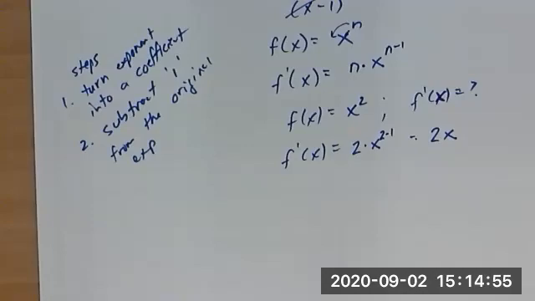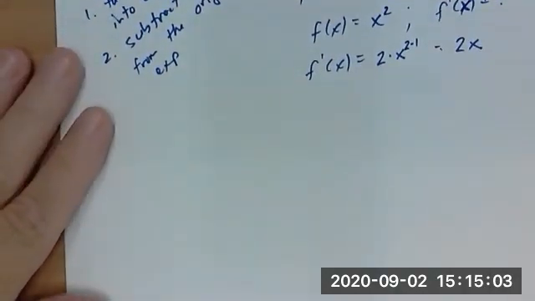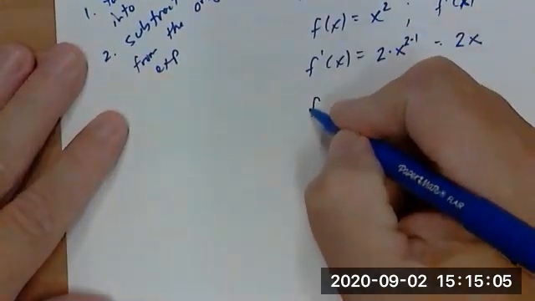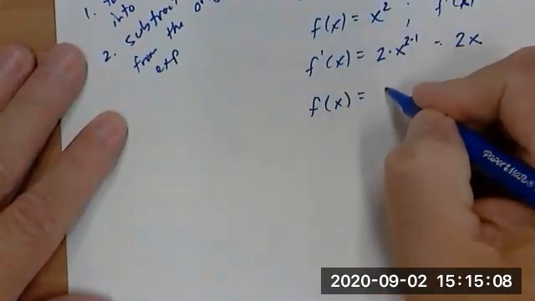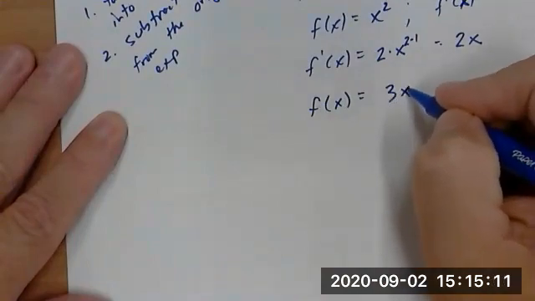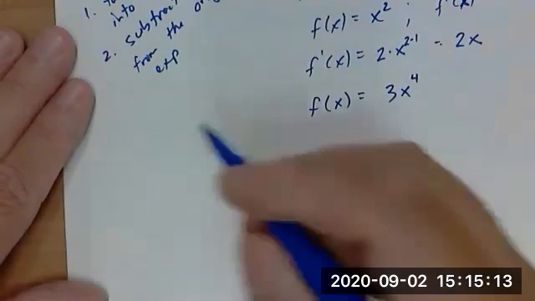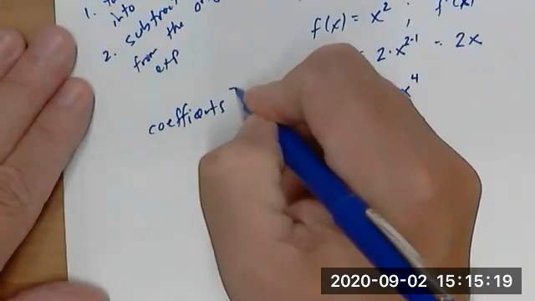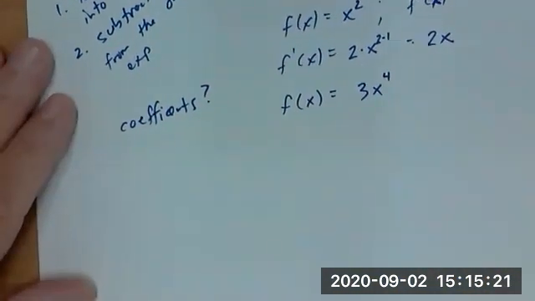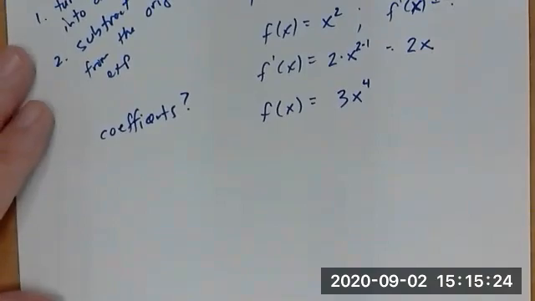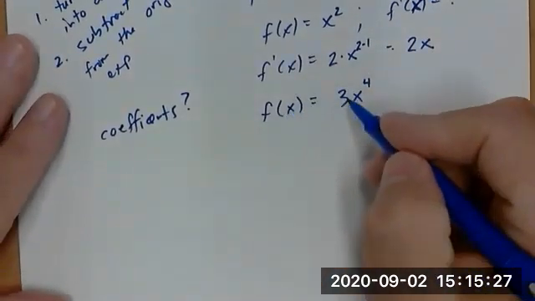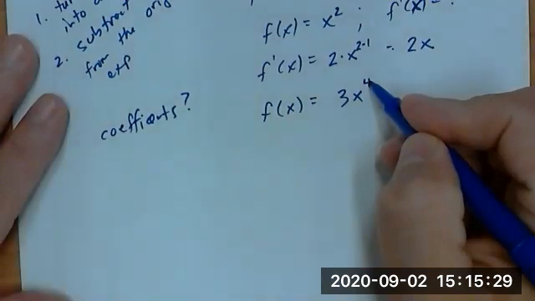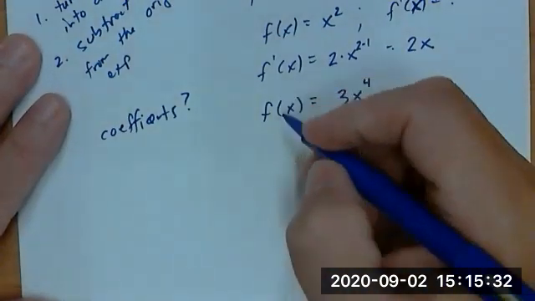And let me show you one other rule about taking derivatives at this point so we can do some more problems. And the idea is, what do you do if you already have coefficients as part of your function? So f of x equals 3x to the fourth, and we want to take the derivative of that.